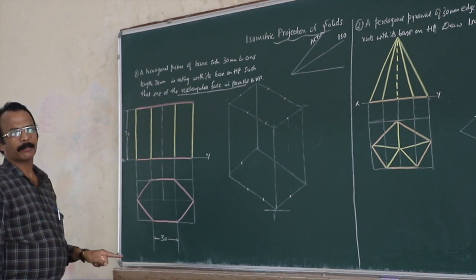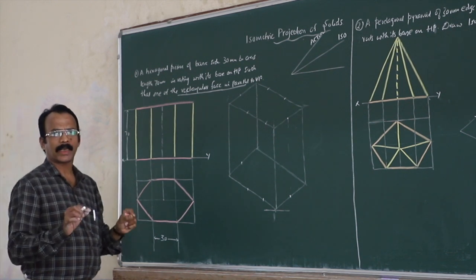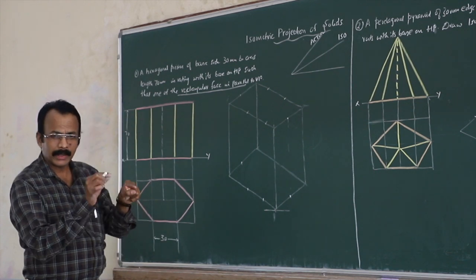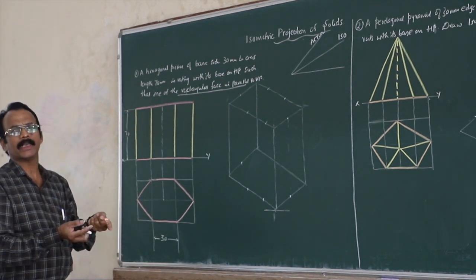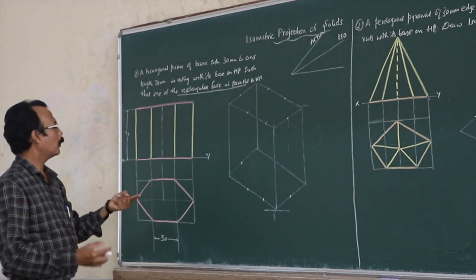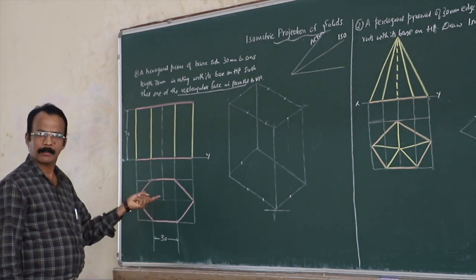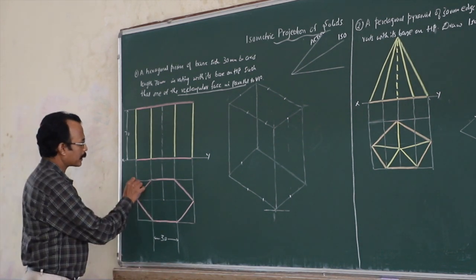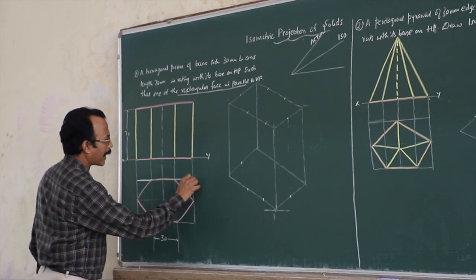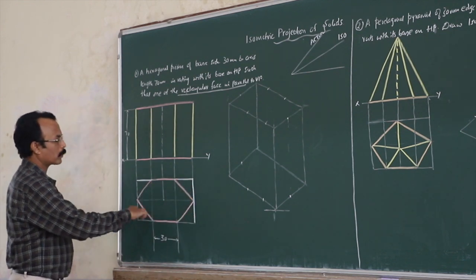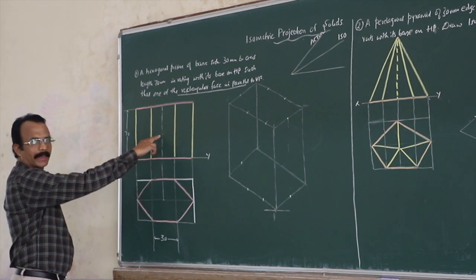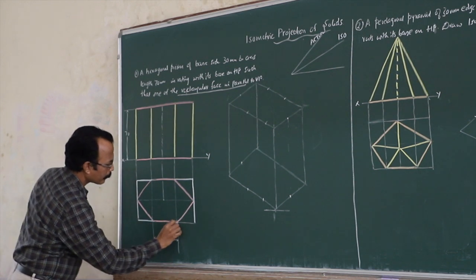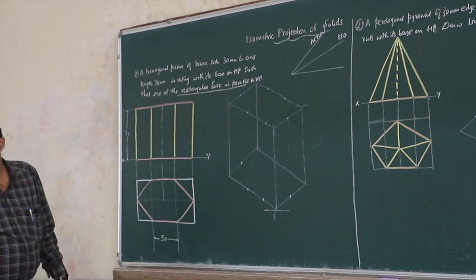To draw the isometric projection, in case of a circular lamina, we used to enclose it in another lamina. Now, since it is a solid, we have to enclose it in another solid. Whenever the hexagonal prism is enclosed in another solid, that solid will be a rectangular prism. So first draw the hexagon in the top view, draw its front view, then enclose this in a rectangular prism.